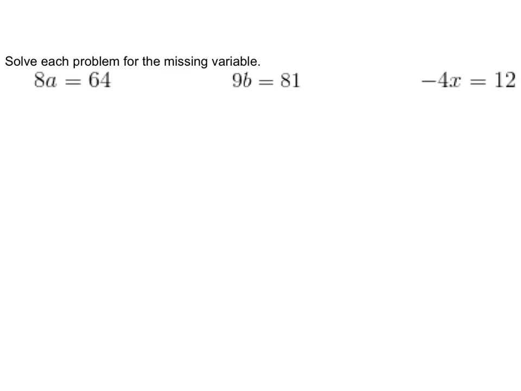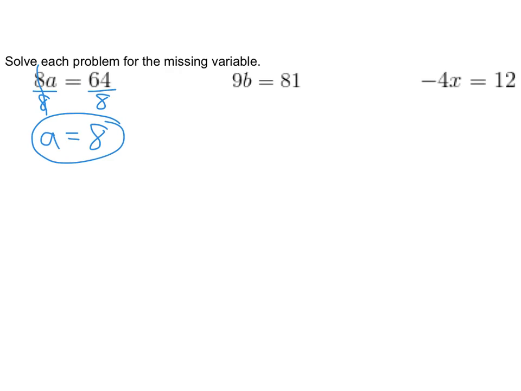A few more examples here. The first one is 8a equals 64. Again, when there's no symbol in between them, that means they're being multiplied together, so that's really 8 times a. So to undo that multiplication, I'm going to divide by 8. And if I divide the left by 8, I have to divide the right by 8 as well. 8 divided by 8 goes away, leaving just a on the left. 64 divided by 8, if I type that in, I would get an answer of 8. So a is equal to 8.